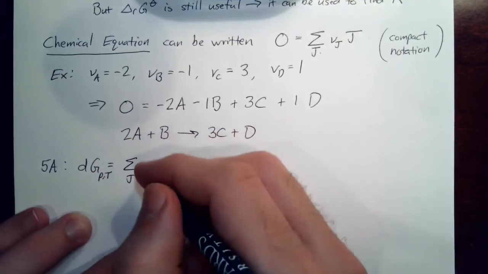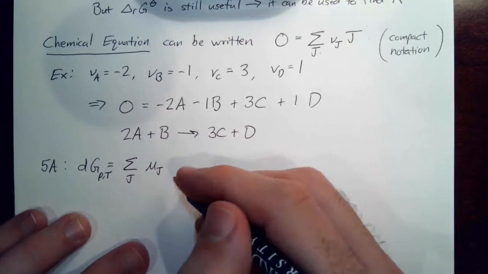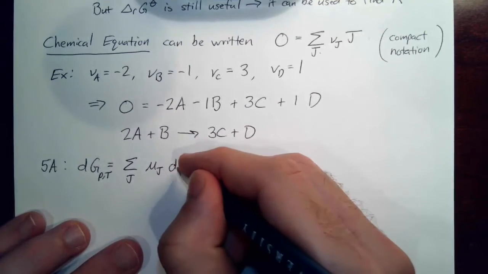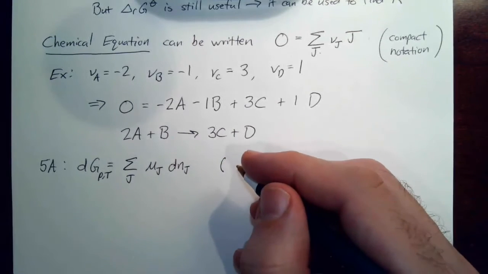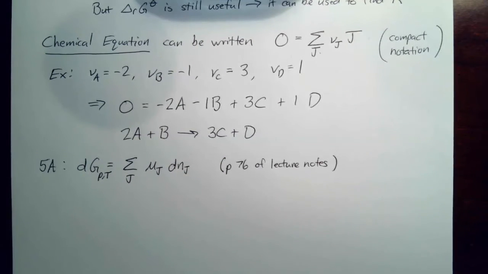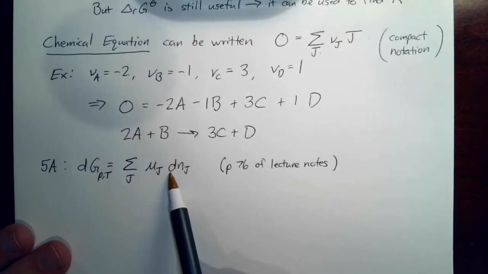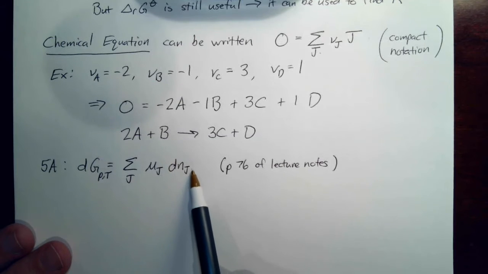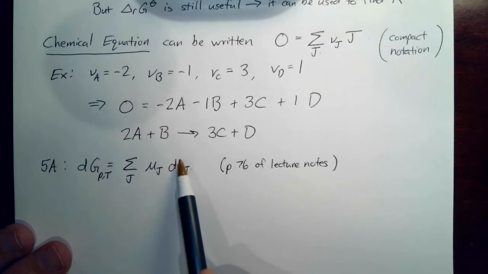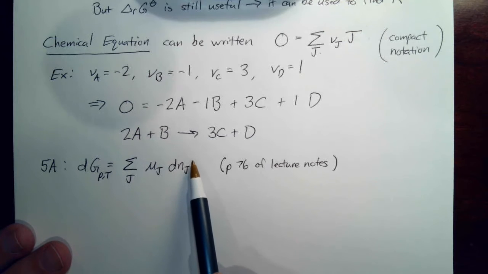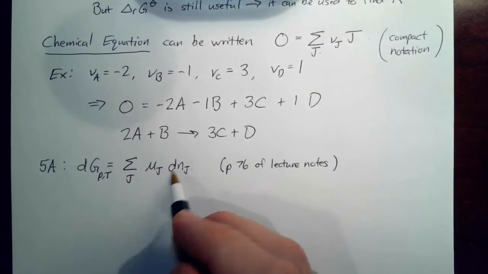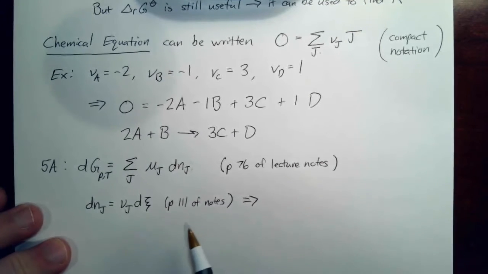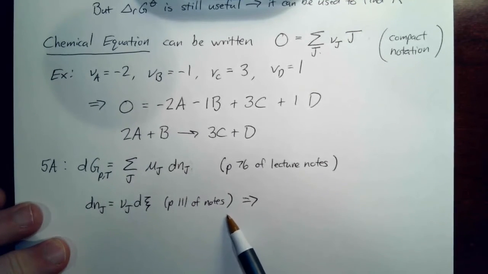We're going to write this as the sum of the chemical potential for each species times the change in the number of moles of each species. Okay, so you can see that in my notes on page 76. And then earlier we were able to write a relationship between this, dN, and the reaction extent, dξ. So I'm going to bring that formula into this. That formula, which is from page 111 of the notes just a few pages ago, is this.